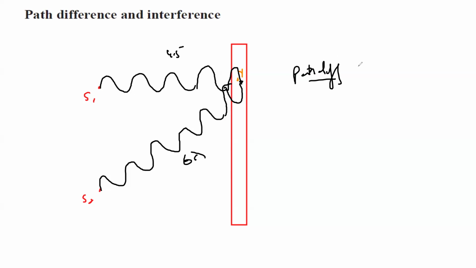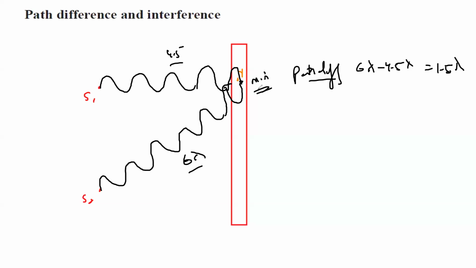So the path difference is 6 wavelengths minus 4.5 wavelengths, so the path difference is 1.5 wavelengths. If the path difference is 1.5, what kind of interference will they have? They will have a destructive interference. So this will be a minima because of destructive interference.